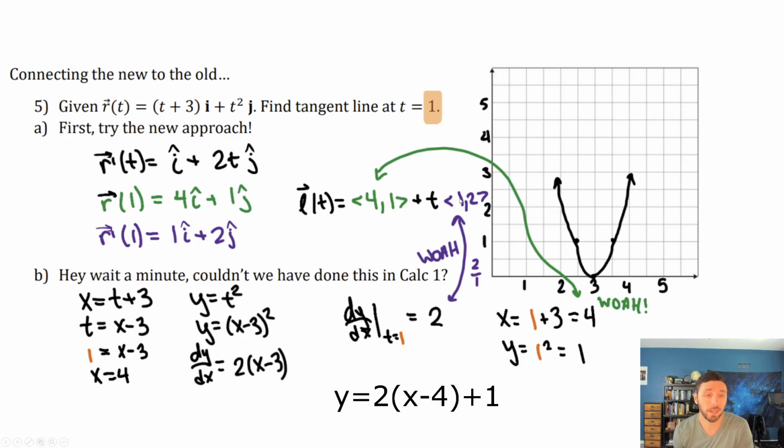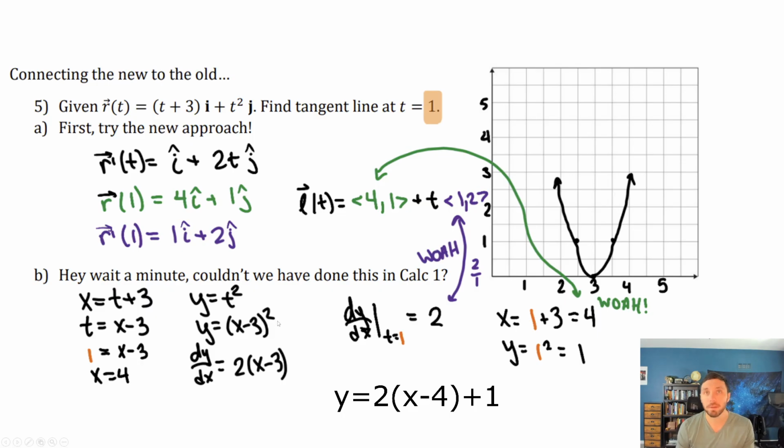You did this back in Calc 1, right? So if you're like, whoa, this is a different idea, but it's somehow the same, and you're a little overwhelmed by that, let me connect the bridge. Let's go back to Calc 1 real fast. We see that the x component is t plus 3, and the y component is t squared. So I can set t equal to x minus 3 just by subtracting that 3 over, and then that enables me to plug in x minus 3 for t.